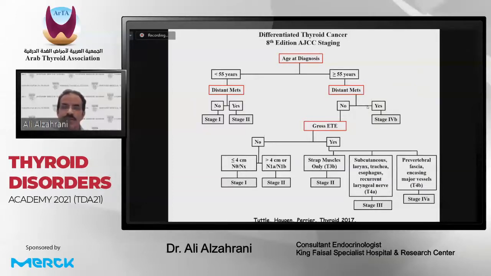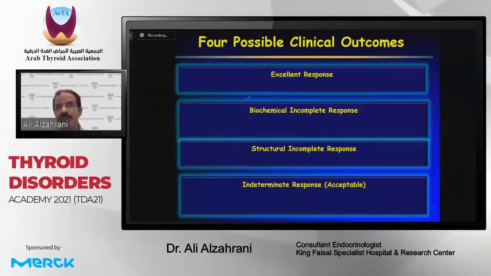If no distant metastasis, we look at the extrathyroidal extension. If there is no extension, then it's stage 1 or 2, depending on the size and the presence of lymph node. If there is gross extrathyroidal extension, then it depends on how invasive. So it could be stage 2 if it is in the strap muscle, stage 3 if it is in the subcutaneous tissue, trachea, or esophagus, and it could be stage 4A if it is in the prevertebral fascia or encasing major vessels. Finally, the dynamic risk stratification, or response to treatment.